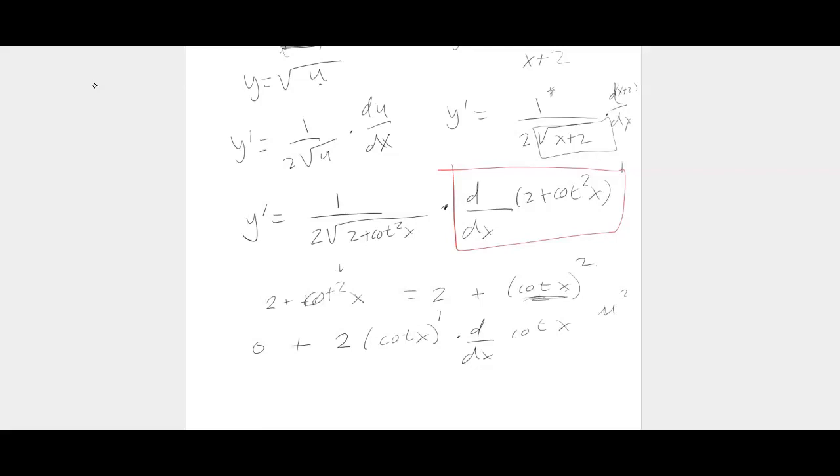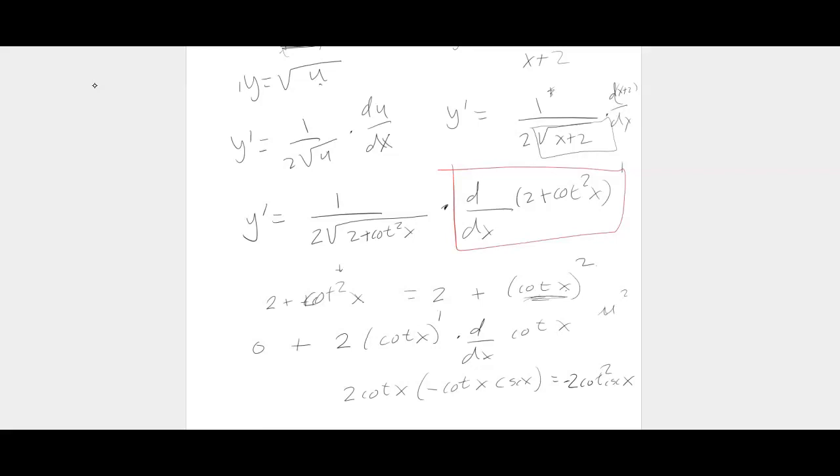In the process of finding this derivative in the red box for the chain rule, I also need to use the chain rule on that. So just go through a step at a time. I get 0, I get 2 cotangent of x. The derivative of cotangent of x is negative cotangent cosecant. And that will give me negative 2 cotangent squared cosecant of x.